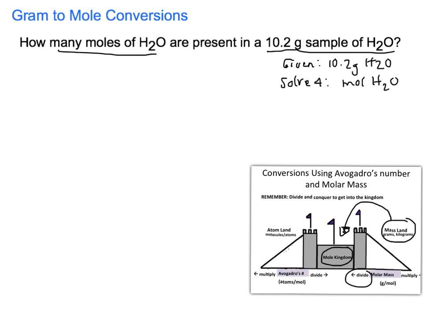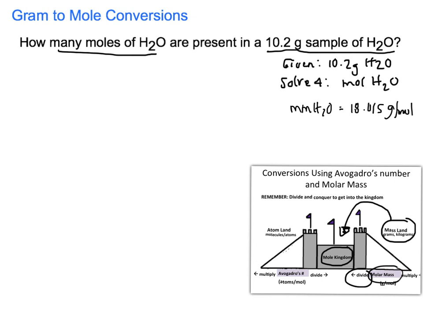Now, we are going to be dividing by the molar mass. Based on calculations from the periodic table, the molar mass of H2O is going to be 18.015 grams per mole. So, now that we have our molar mass and we have our subsequent given, we can set up our calculation in order to get the moles of H2O. So, the first thing we're going to do is set up our calculation with respect to the kingdom.